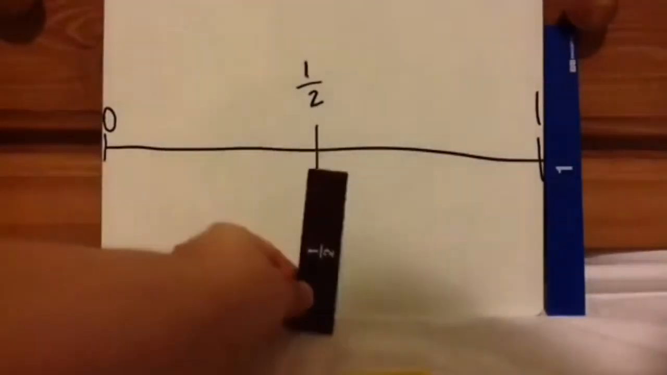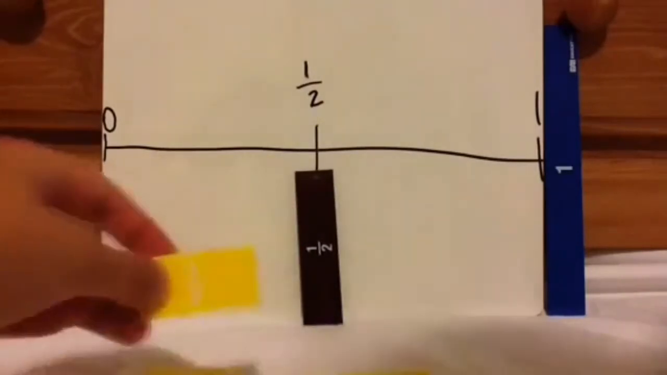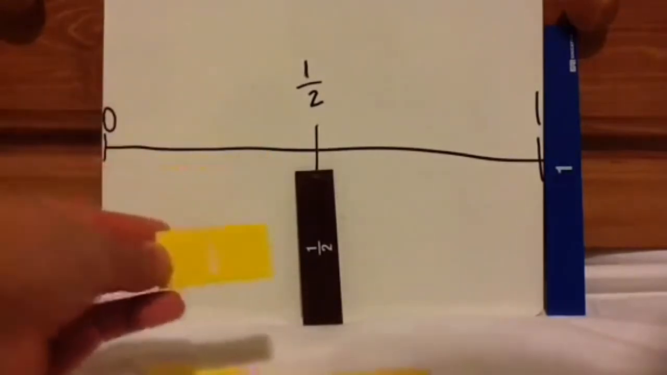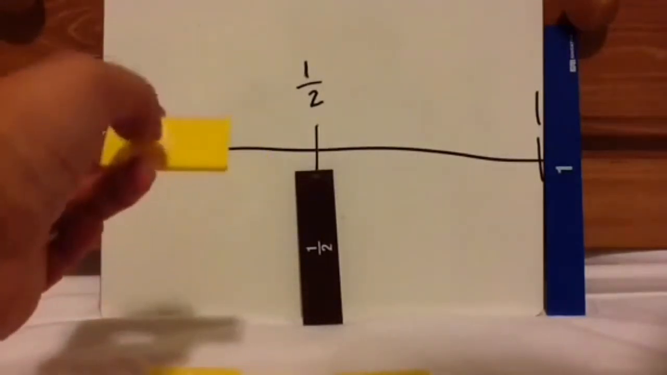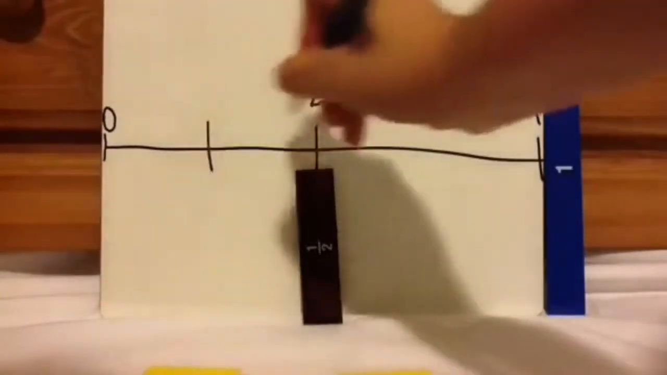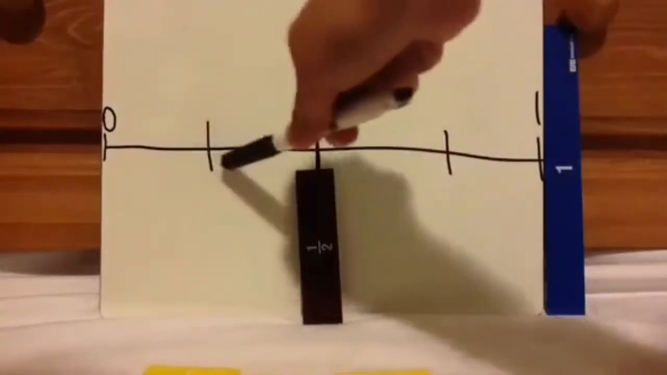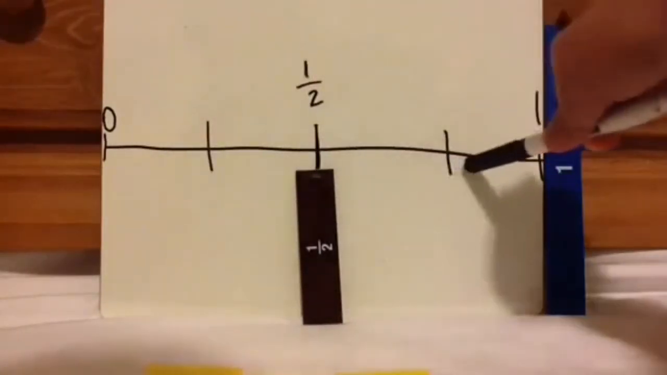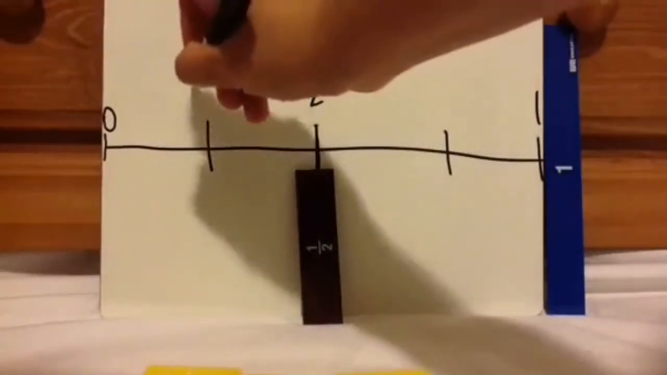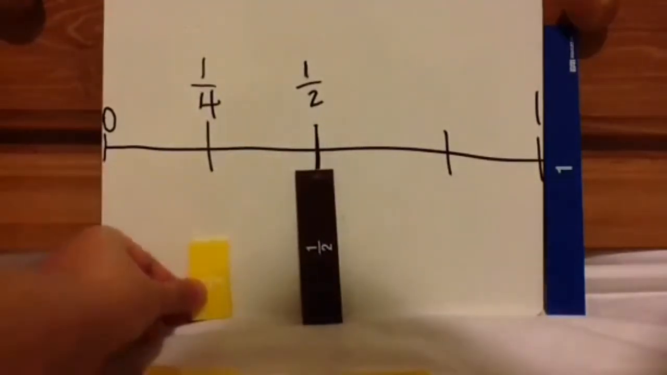And I'm going to put my half right here. Okay? Now, I'm going to ask you, where do you think 1/4 would be? Well, 1/4 means it's the first piece out of 4 whole pieces. So you could easily cut this into 4 pieces. That's piece 1, piece 2, piece 3, piece 4. So if this is piece 1, this would be 1/4. So then that would go right there.